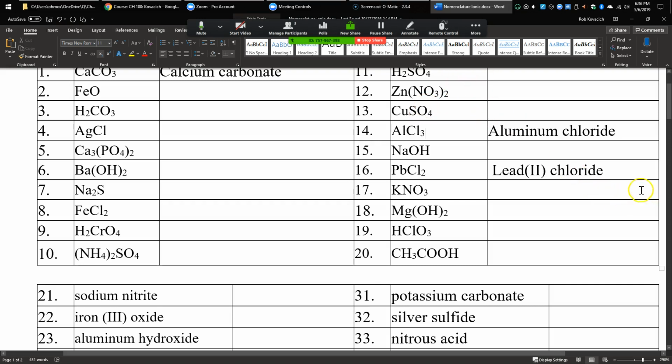What's the charge that the chlorine makes? -1. Okay, so if the chlorine's charge is a -1, what's the aluminum's charge going to be? +3. So what's the least common multiple between 3 and 1? 3. So the aluminum's already there. That means I need 3 separate -1 chlorines to cancel out my +3 aluminum. So that's how we get to AlCl3.